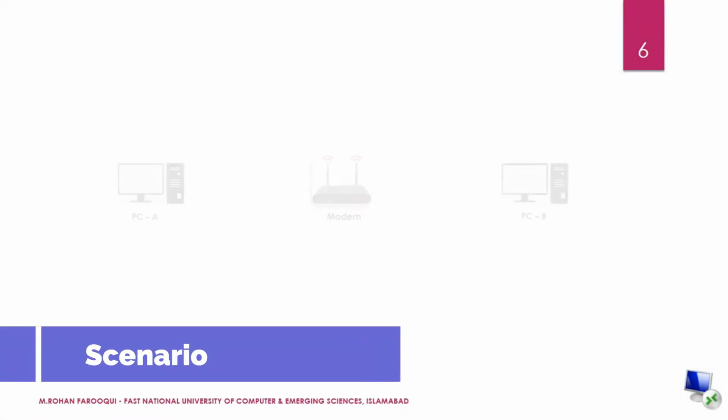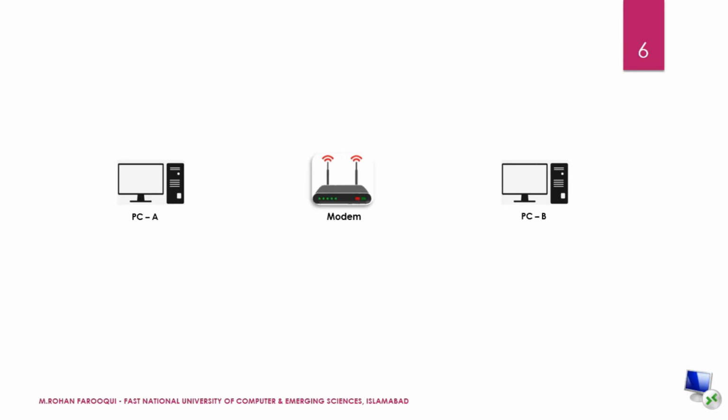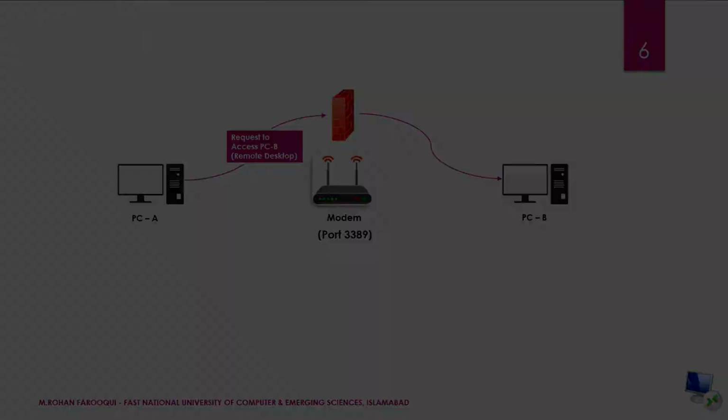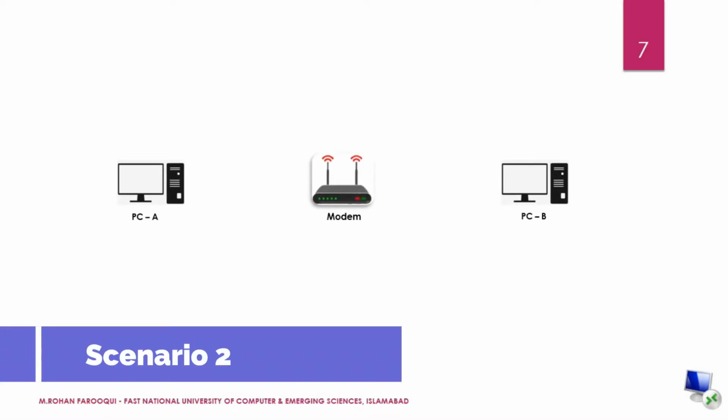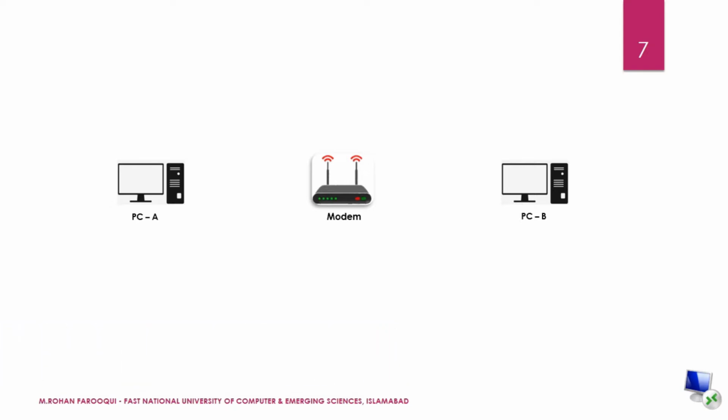Now consider this scenario for port forwarding. Consider PC A and PC B and this modem with this firewall. Now PC A will try to access PC B remotely. As port 3389 is open in the modem firewall, the connection will be established between these two PCs. Now consider again this scenario for port forwarding. Consider these two PCs, PC A and PC B, and this modem with this firewall. Now PC A again tries to access PC B remotely. As port 3389 is not open in the firewall, the connection between these two PCs will not be established.